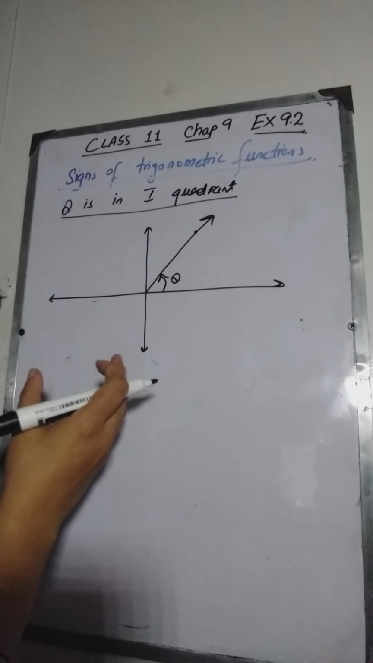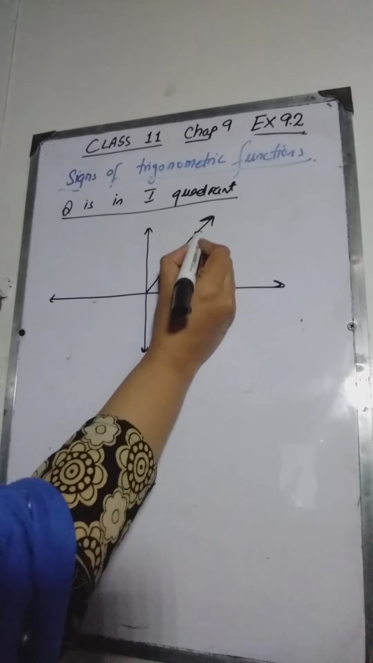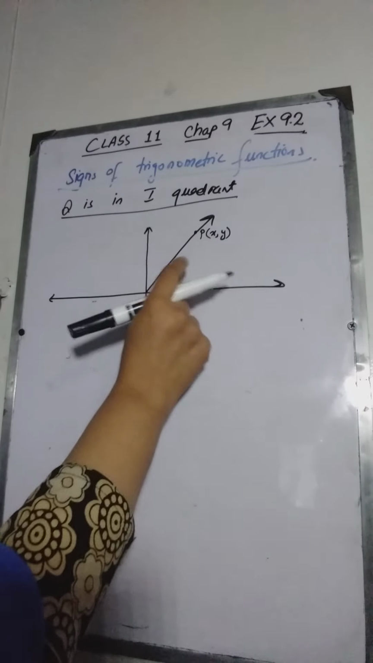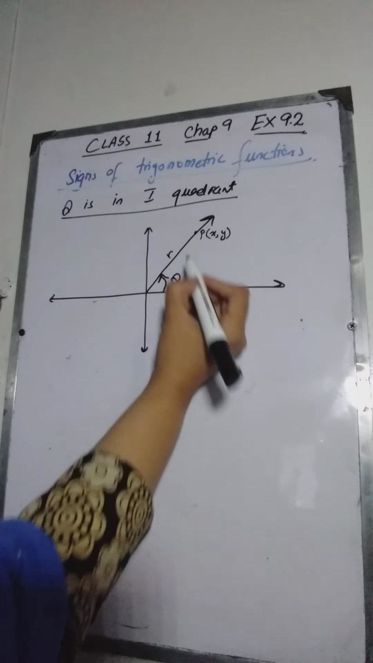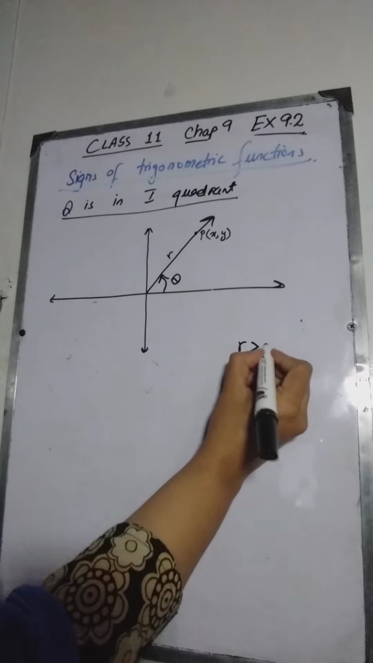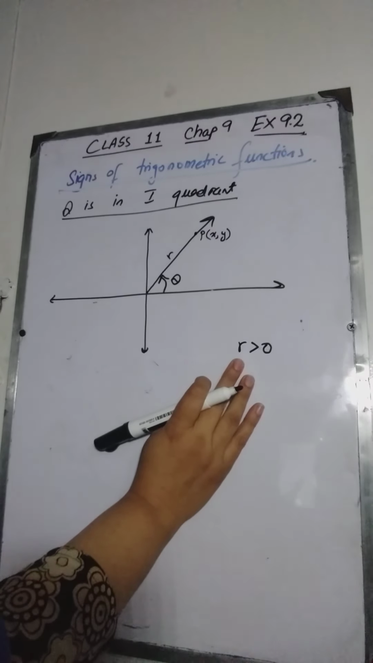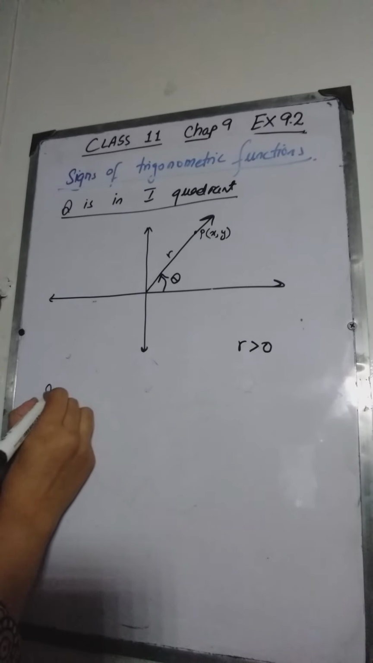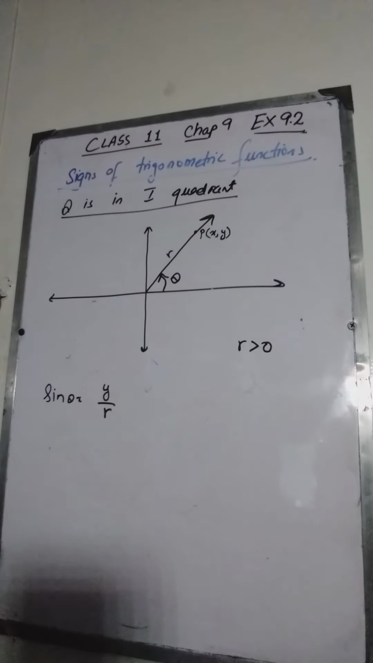If your angle is in the first quadrant, now how do we define sine? We will define sine according to the definition of sine. First we will take the point P(x, y). Let r be the distance. We know that r is always positive, so its value will not affect the sign of the trigonometric function. Now, as we did earlier, sine theta is equal to y over r.